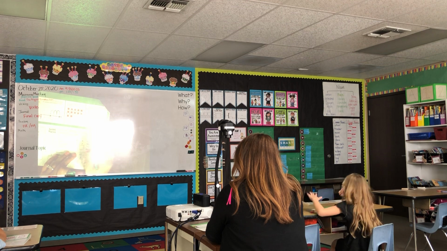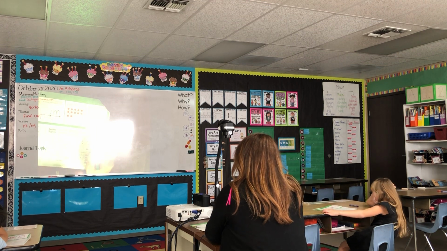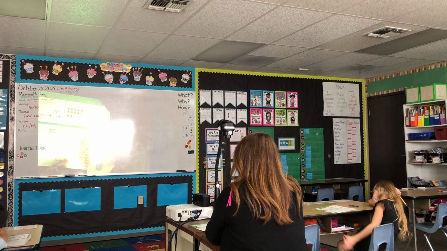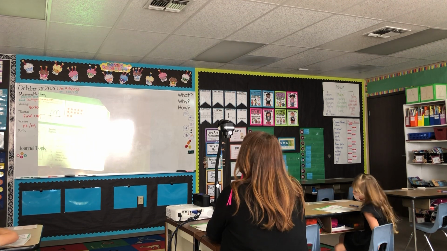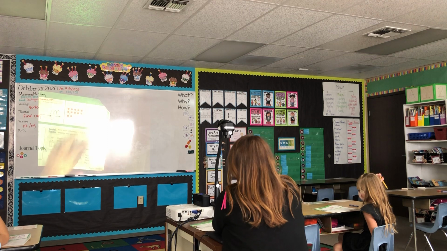So 6 plus 8 equals 14. Then 14 minus 6 equals 8. Remember, we can make subtraction and addition problems when we have our number family. This number is 8.